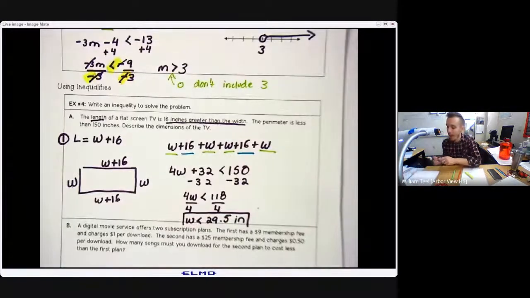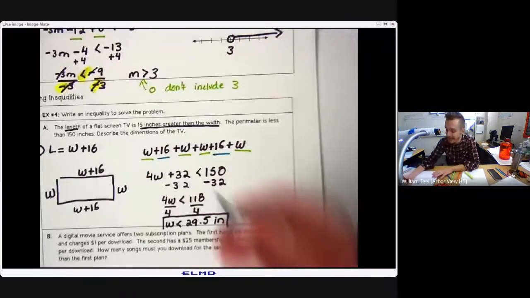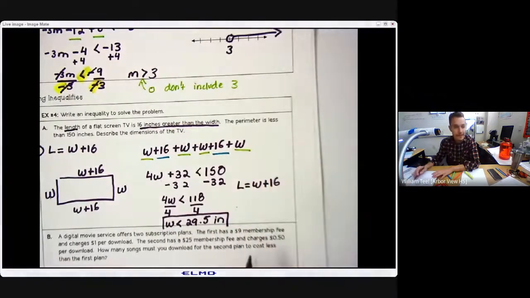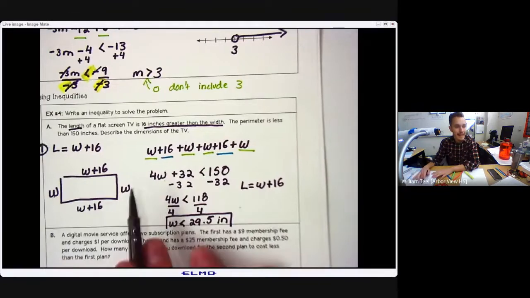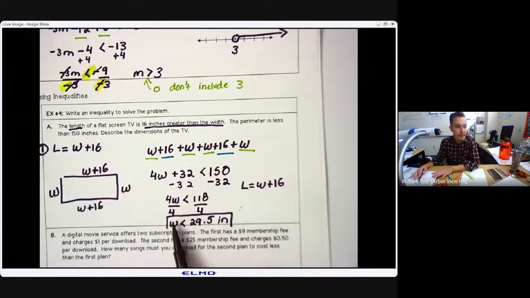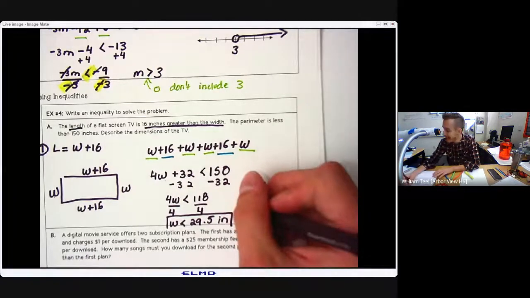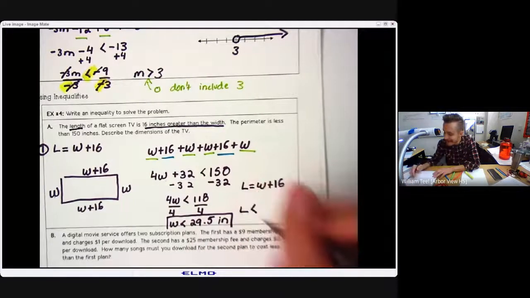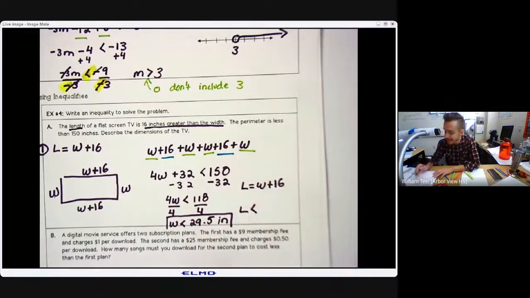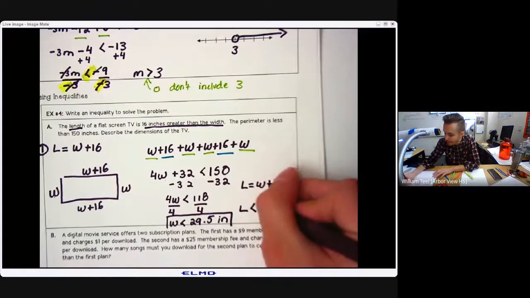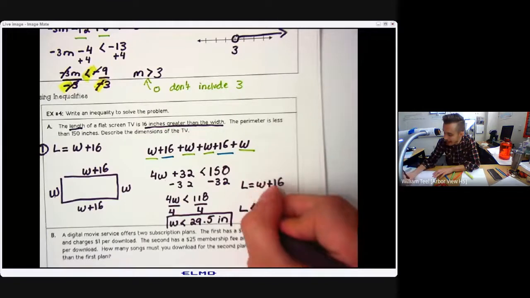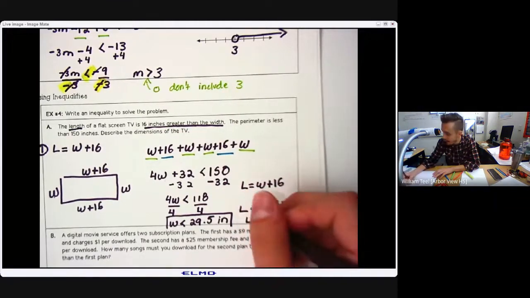Now, what about the length? I want to think to myself, what is the length going to be? Well, we know that the length is going to be W plus 16. So if I'm finding the length's dimensions, all I'm going to do is plug in what I have for W into this equation. The length of the TV, and I still have my inequality here, is going to be less than W plus 16. So I'm going to have 29.5 plus 16, and L is less than 45.5.